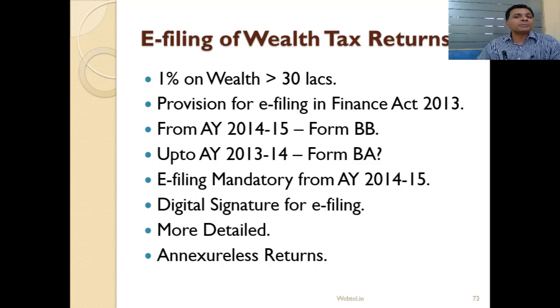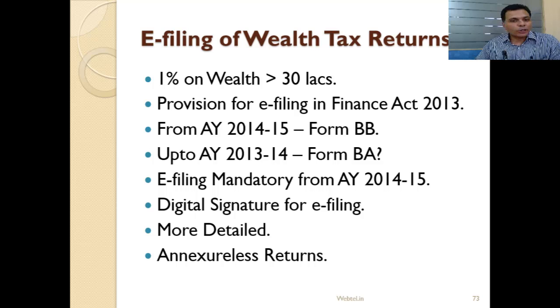The new Form BB is to be used, and up to assessment year 2013-14, Form BA is to be used. Why two forms? Because now if you are filing Form BB, e-filing or physically filing this form, and then notices come to you for filing the forms or returns of earlier year, which form to use? So the department has kept the other Form BA also.